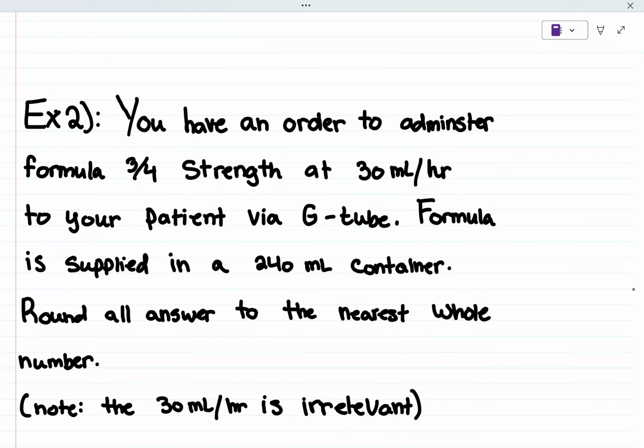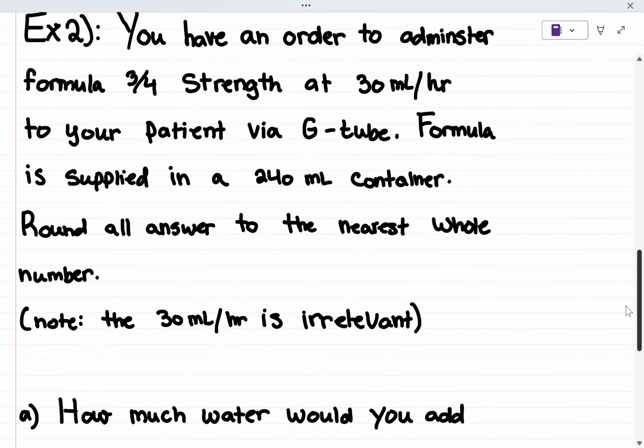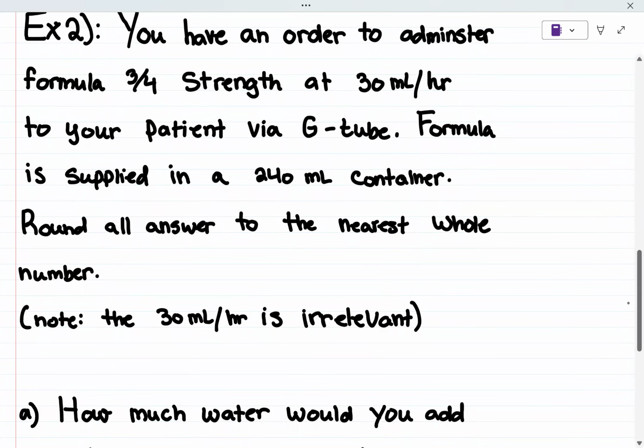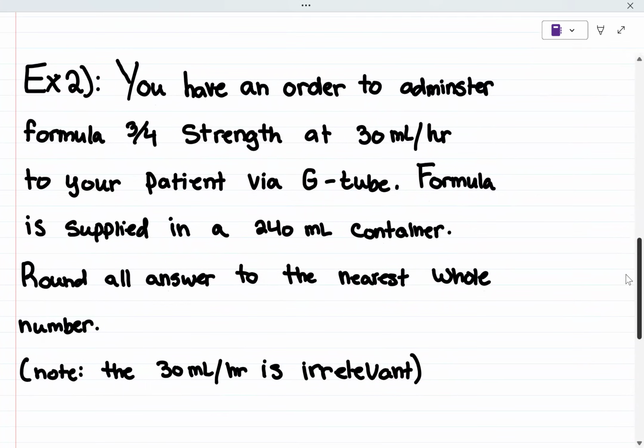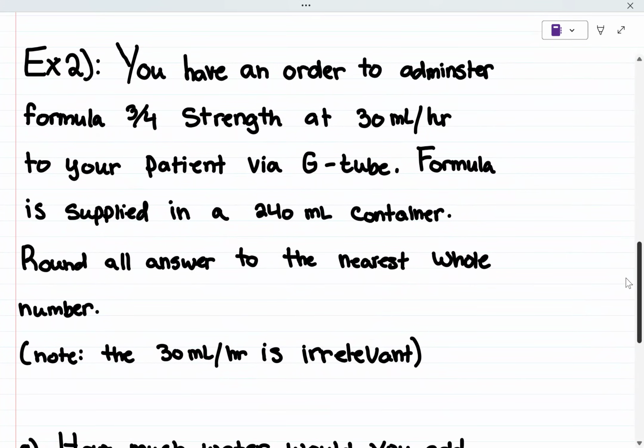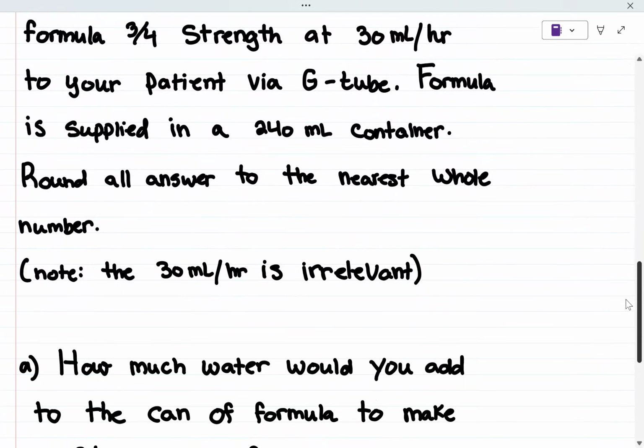Example two says you have an order to administer formula three-fourths strength at 30 milliliters per hour to your patient via G tube. Formula is supplied in a 240 milliliter container. Round all answers to the nearest whole number. Note, the 30 milliliters per hour is irrelevant. Sometimes in dosage calculation, you do have irrelevant things that don't really matter.